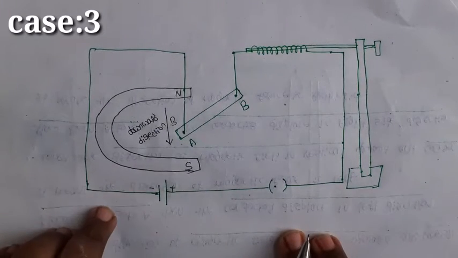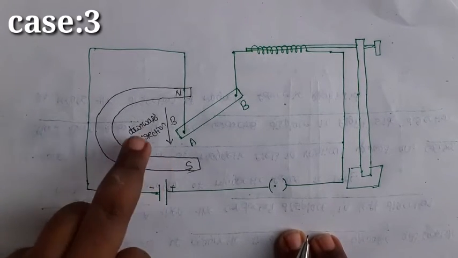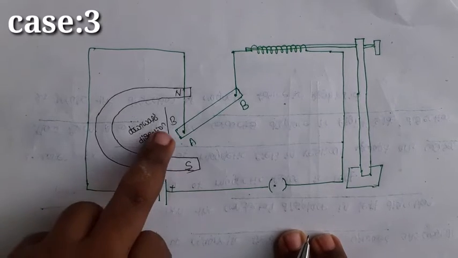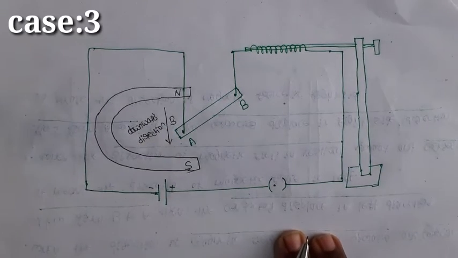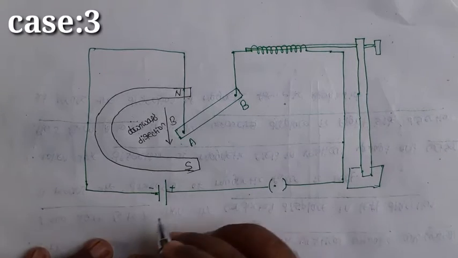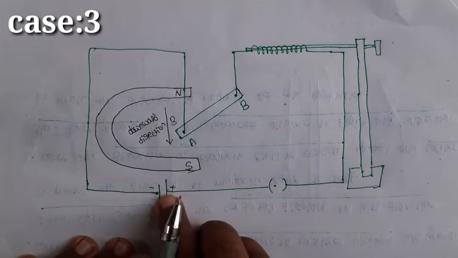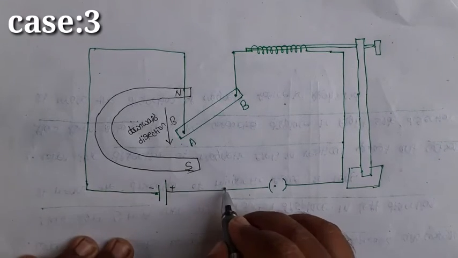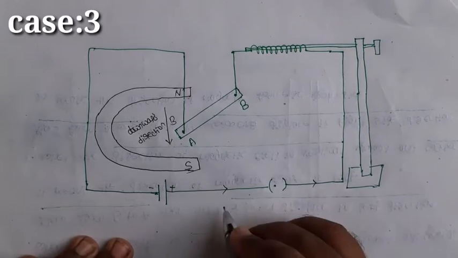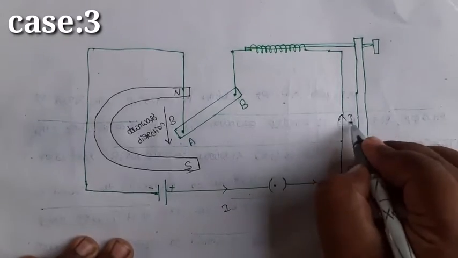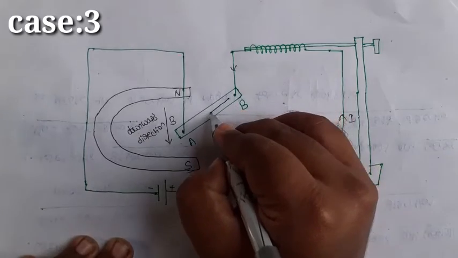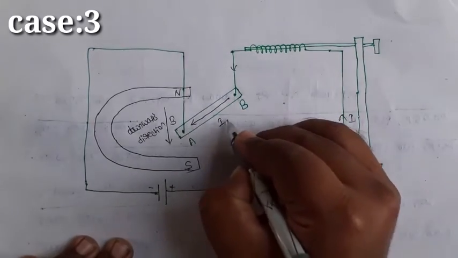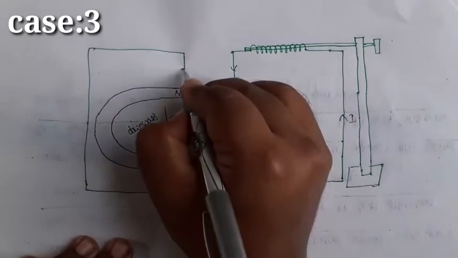But in the previous cases, the magnetic field was upward. In this case, what happened? The magnetic field is downward. So the magnetic field direction is changed. So what is the direction of the current? This is the positive terminal of the battery, so the current direction is like this, inside the conductor, B to A. This is the direction of the current.